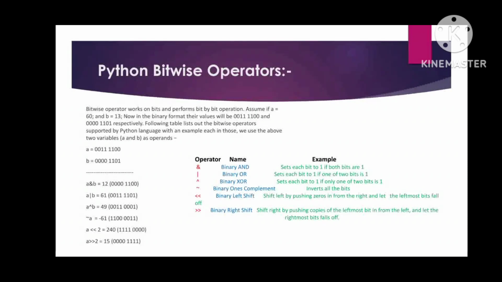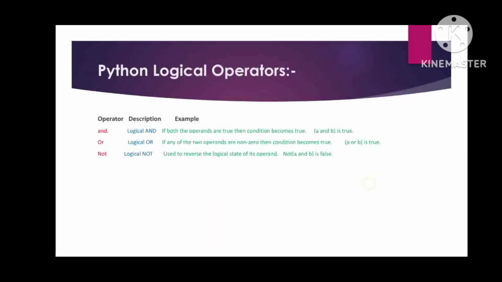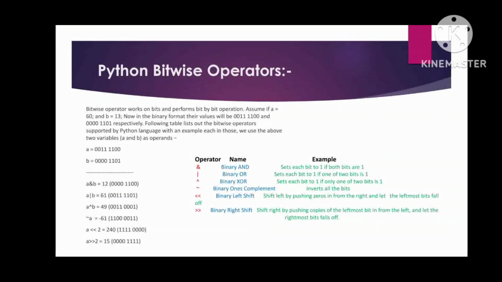And another type of operators is Python bitwise operators. Now we see the Python bitwise operators. Bitwise operators work on bits and perform bit by bit operation. In bitwise operators we are converting the number into binary form. So in the binary form of the digit, it will perform bit by bit operation.